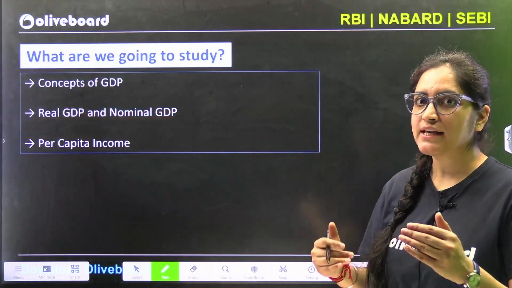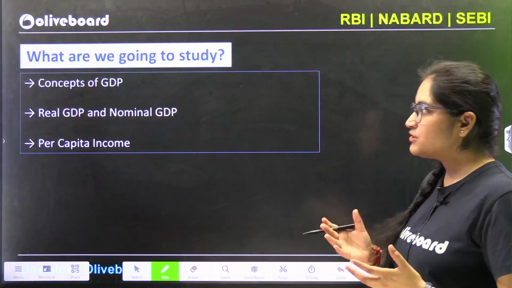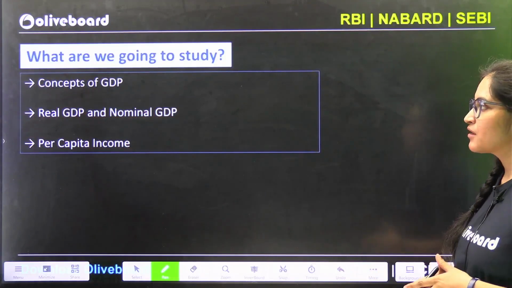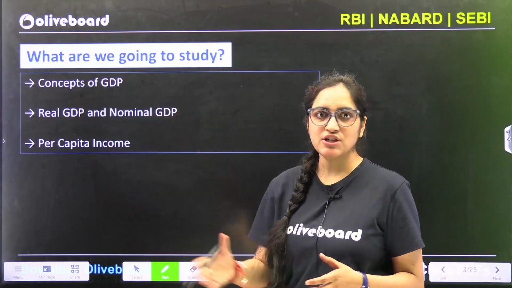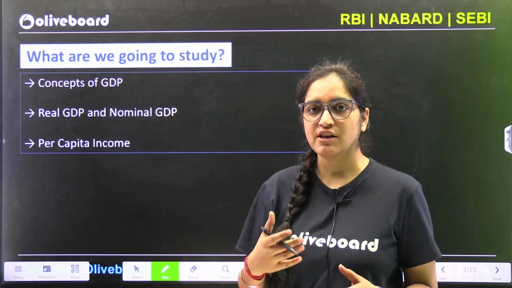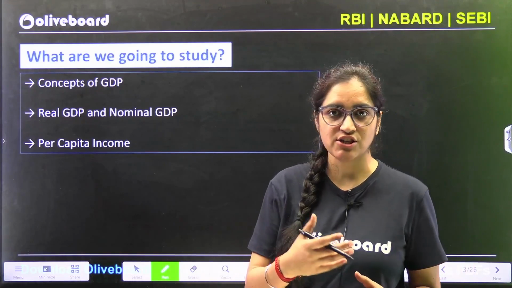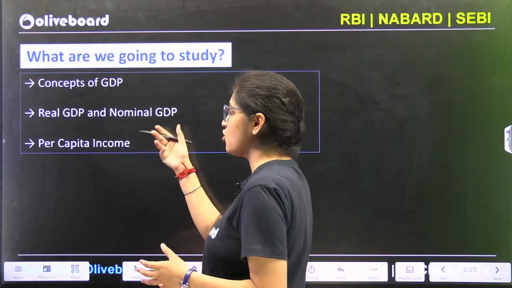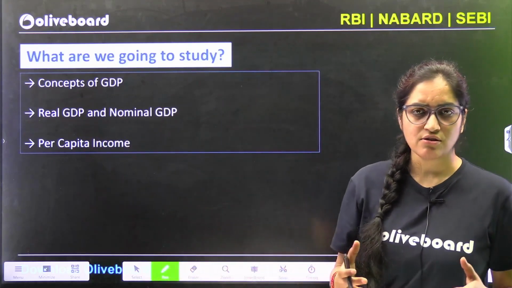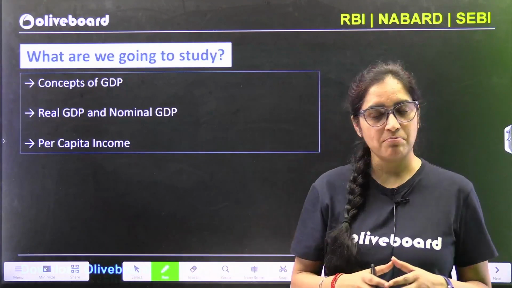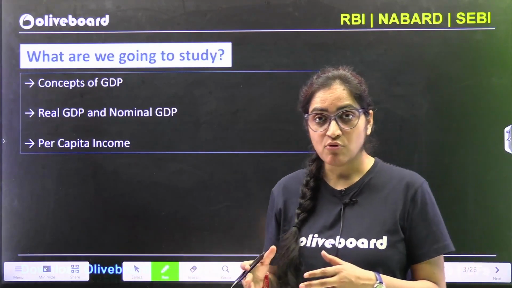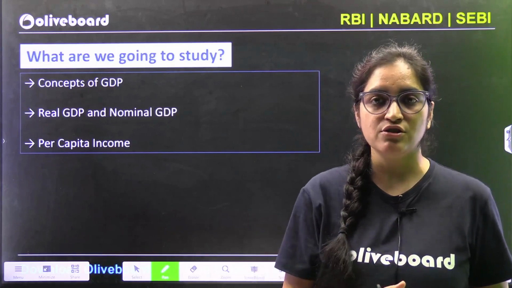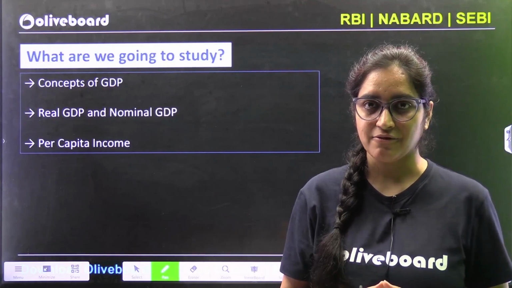What are we going to deal with in the full chapter? We are going to start with the definition and the concept building of GDP. Once we are thorough with the concept of GDP, then we are going to discuss the various parameters involved, like your potential GDP, your green GDP. After that, we'll also read about real GDP, nominal GDP. Lastly, we'll also have a quick discussion on per capita income. Furthermore, we are going to solve multiple MCQs and also certain practice questions for your descriptive answer writing.